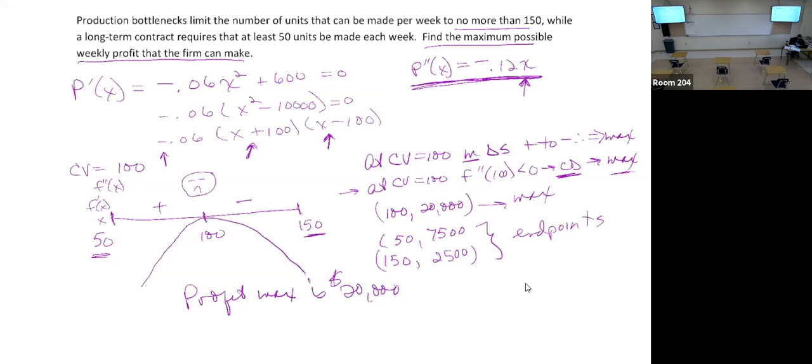Okay, so then I took my critical value, got the y value, so this is the critical point now. Then I took my endpoints and got the y values. My maximum profit happens with my production level of 100 units, because I get a profit there of $20,000. At the endpoints, I have 7,500 and 2,500 respectively. So that's less profit. The maximum value I can get happens at 100 units and it is $20,000. Okay, so you don't need a sketch for this.